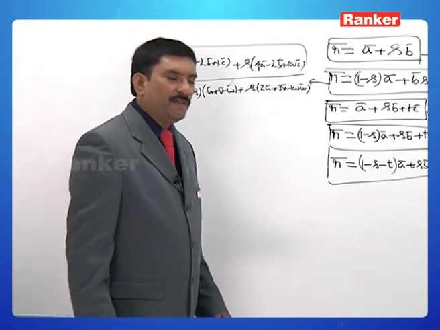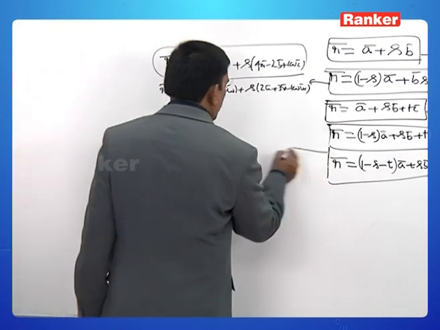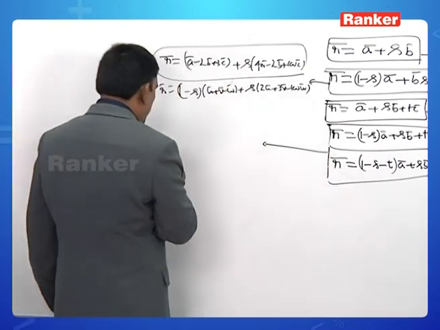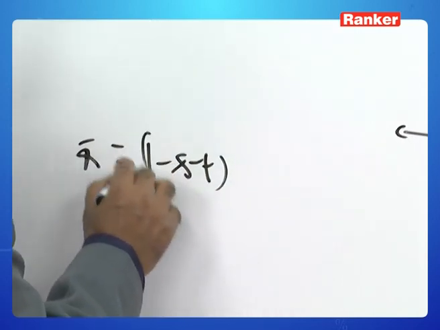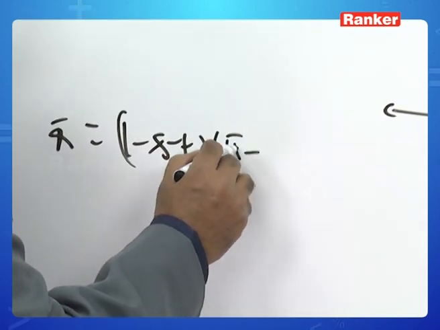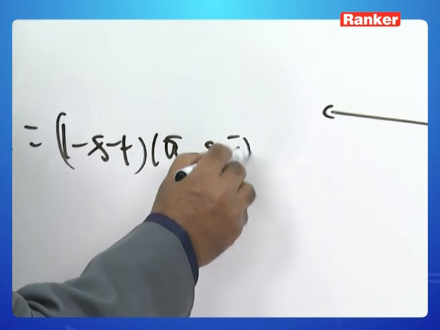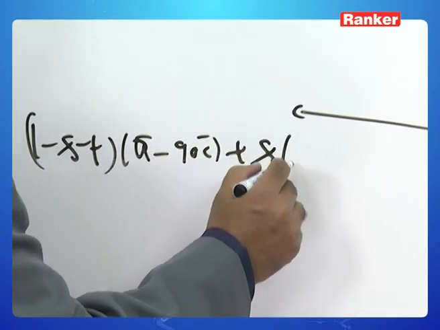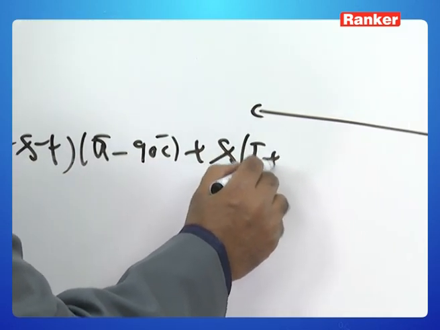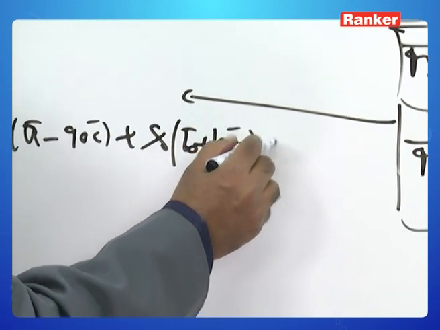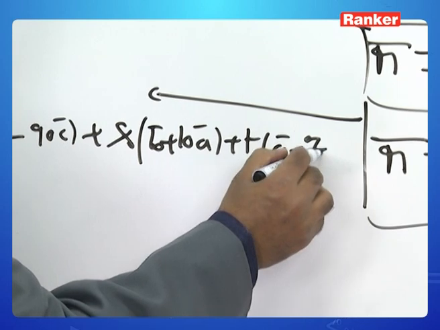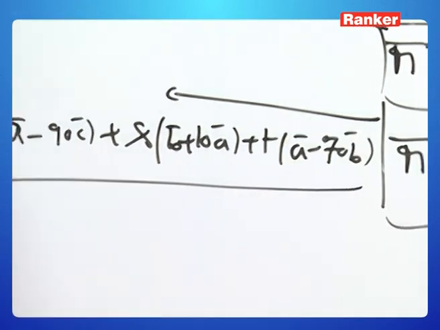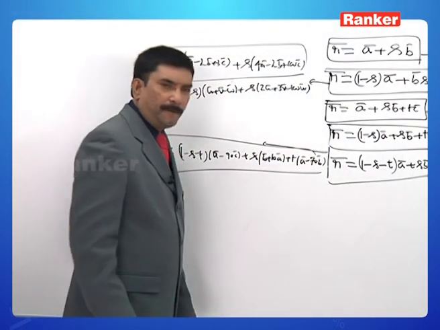Then how do you write? So now for this I go for R bar equal to (1 minus s minus t) into (A bar minus 90C bar) plus s into (B bar plus 10A bar), then t into (A bar minus 70B bar). What does this represent?